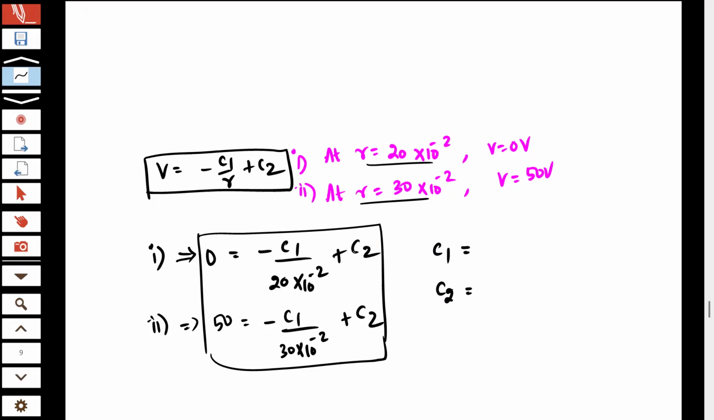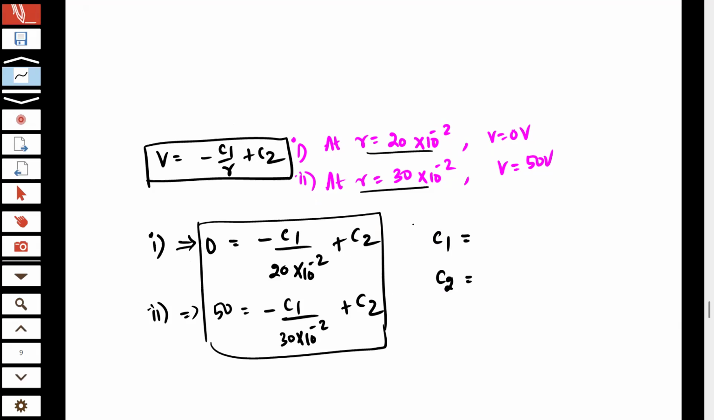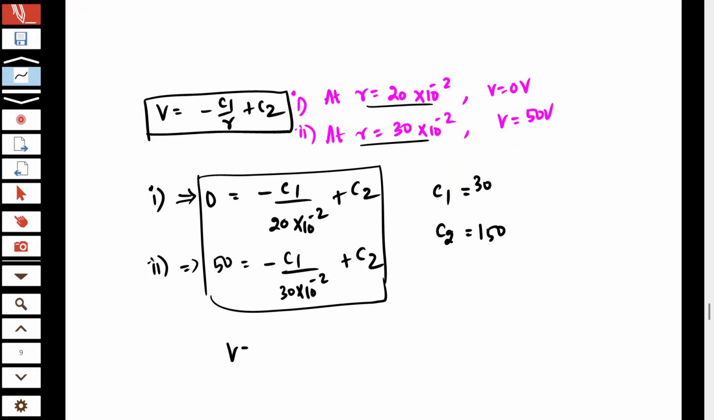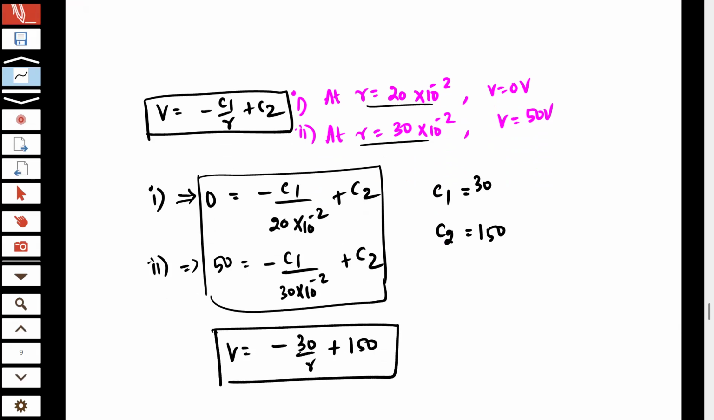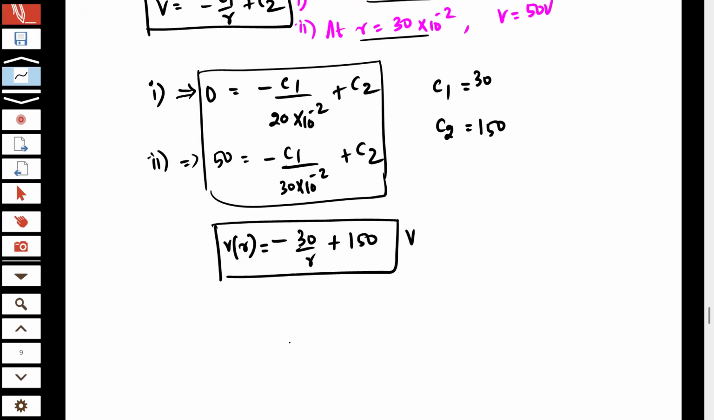I will give the answer. So the answer for C1 is 30 and the answer for C2 is 150. Thereby, the potential V function can be written as minus 30 by R plus 150. This is potential, which is a function of R in volts. So I will be writing for better understanding V, which is a function of R in volts. Now we should be doing the estimate of electric field intensity also. So finding electric field intensity is minus del V.